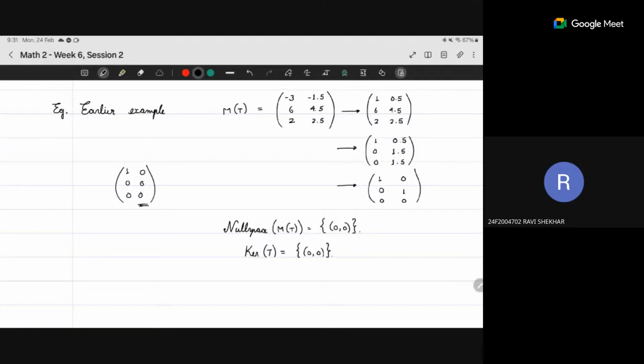In this case, there is 1 non-pivot variable, so the nullity will be 1. Why? Because the second column is an independent variable column. Yes, nullity is equal to the number of free variables.